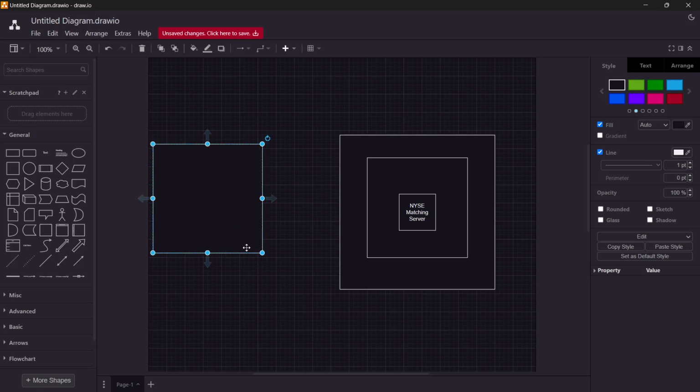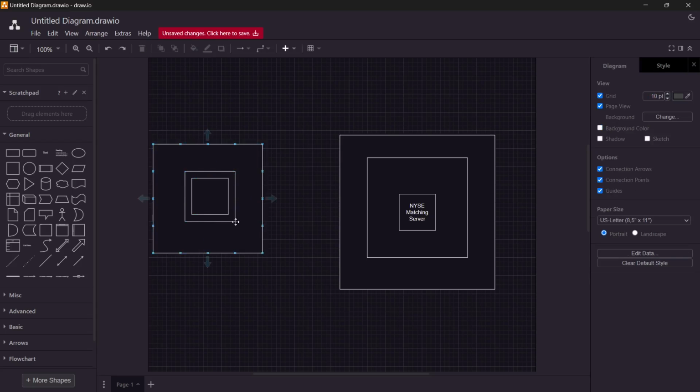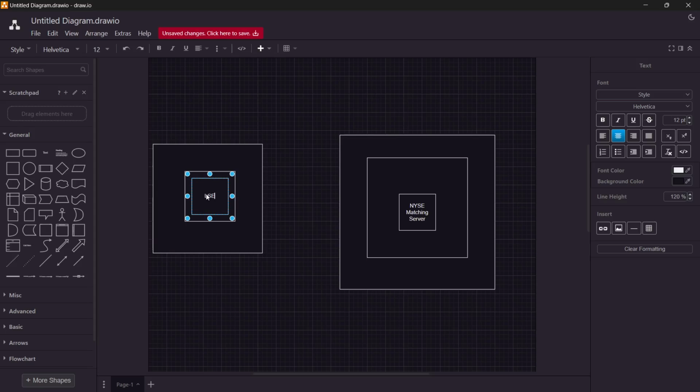I do not remember where the London Stock Exchange data center is located, but anyways, let's say that this bigger box is London, this inner box is the London data center, and inside it we have the matching engine server of London Stock Exchange, right? Let's say this is the LSE matching engine, the inner box.